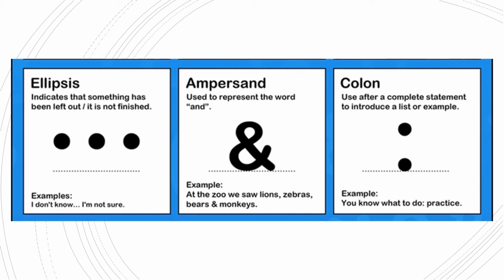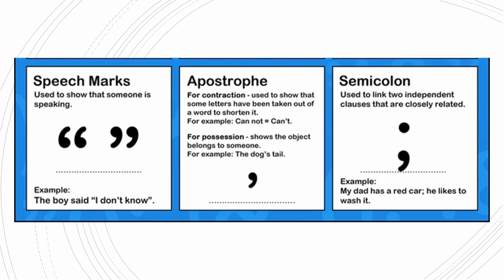Colon: use after a complete statement to introduce a list or an example. Example: Do you see the colon after the word example? You know what to do: practice. Full stop. Speech marks or inverted commas: used to show that someone is speaking. For example: The boy said, "I don't know."